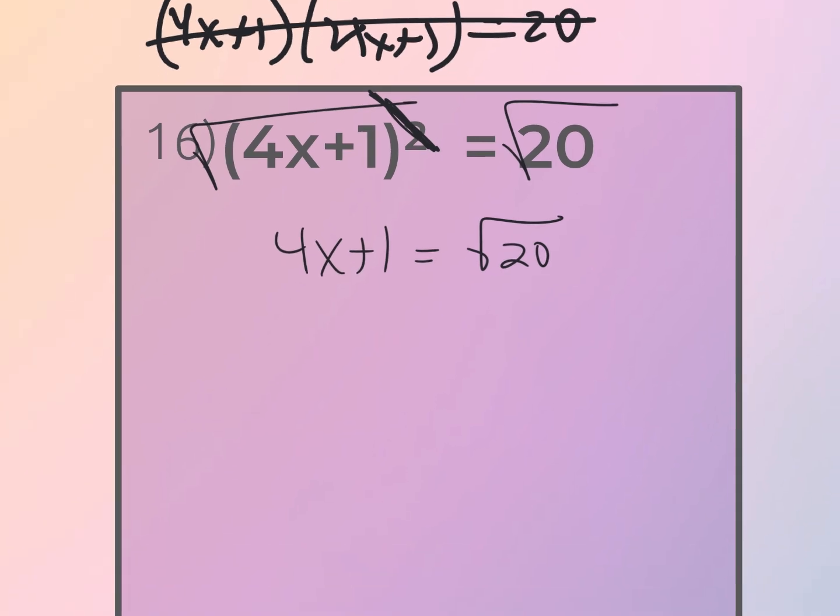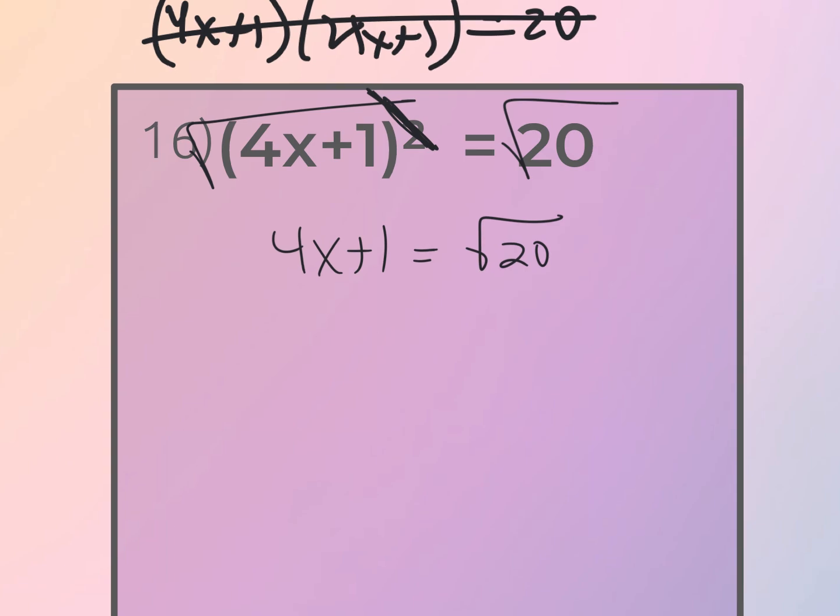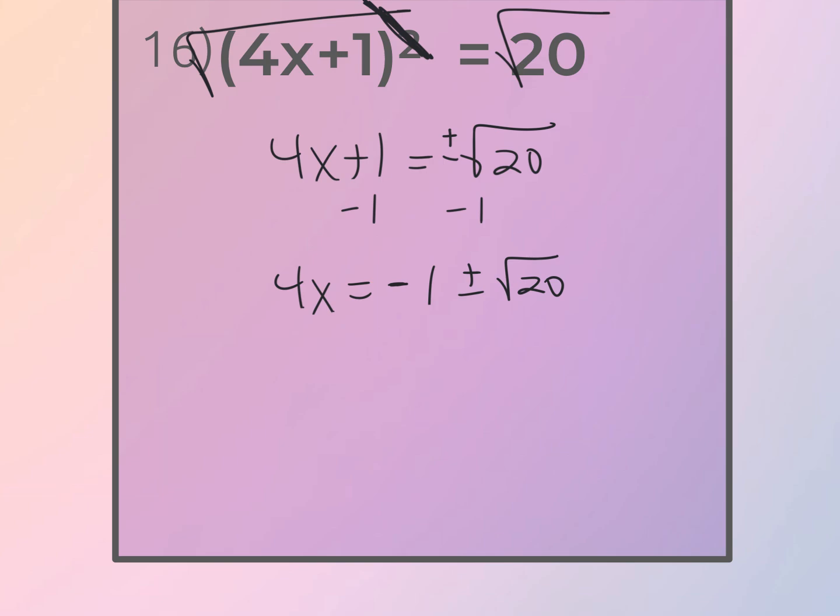I'm trying to solve. I want to get x all by itself. So what do I do? I have to subtract the 1, okay? So watch, I have 4x equals negative 1, then I have my plus or minus root 20. And then what's my last step? I'm going to divide by 4. So x equals negative 1 plus or minus the square root of 20 over 4.